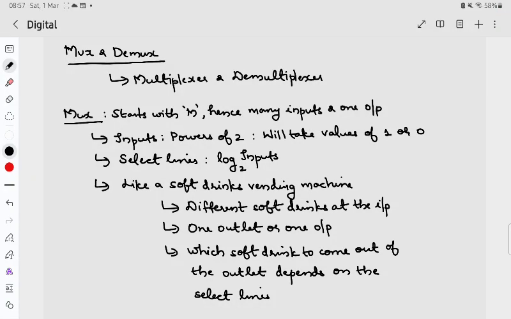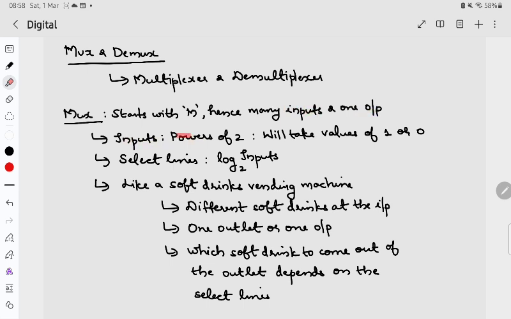Good morning. So today what we are going to see is about Mux and Demux. In the case of Mux and Demux, Mux stands for multiplexer and Demux stands for demultiplexer. How I remember Mux is that it starts with an M, so it will have many inputs and one output.